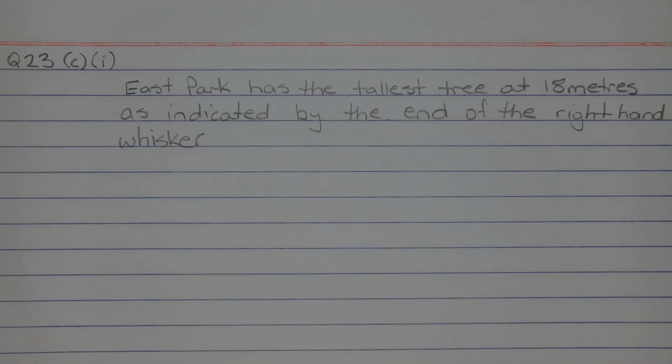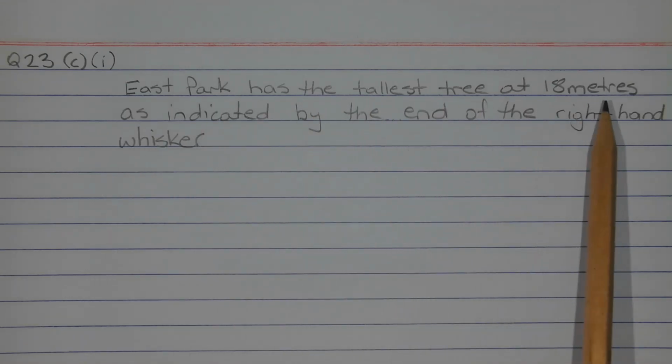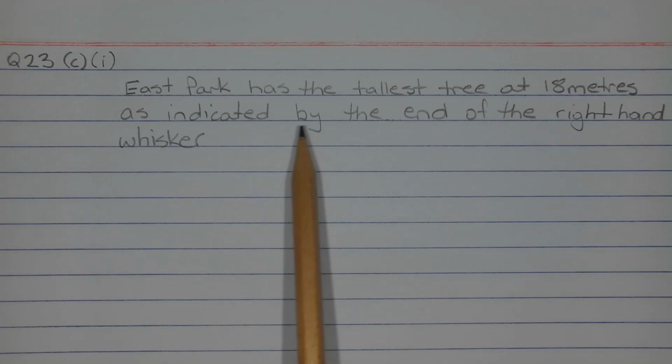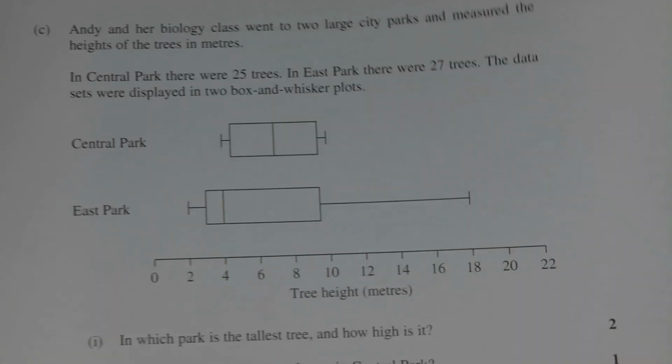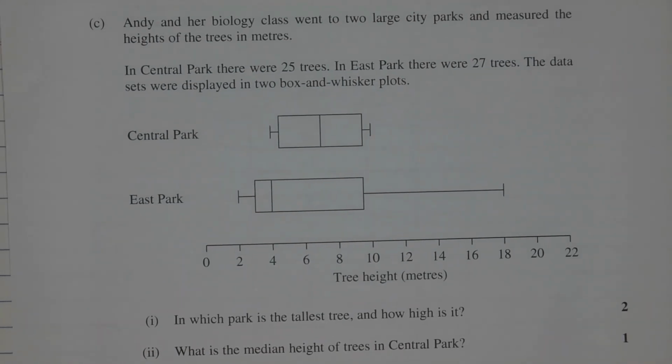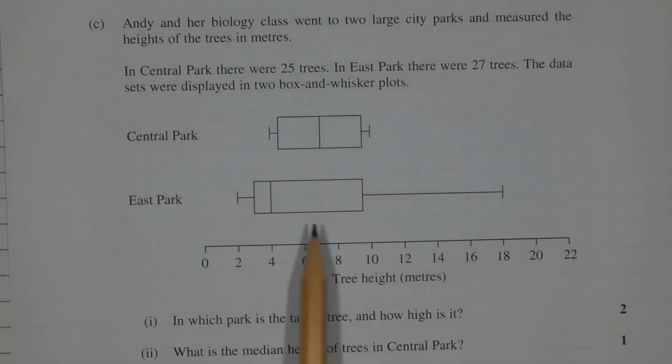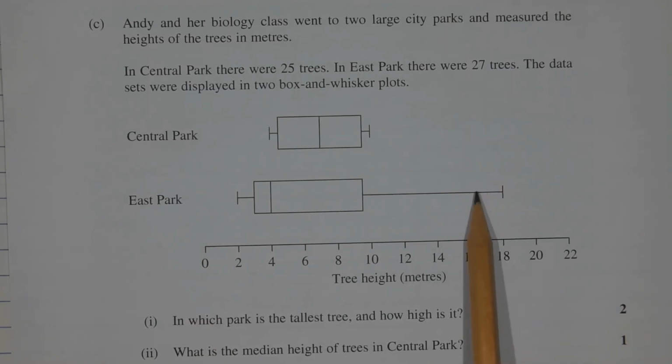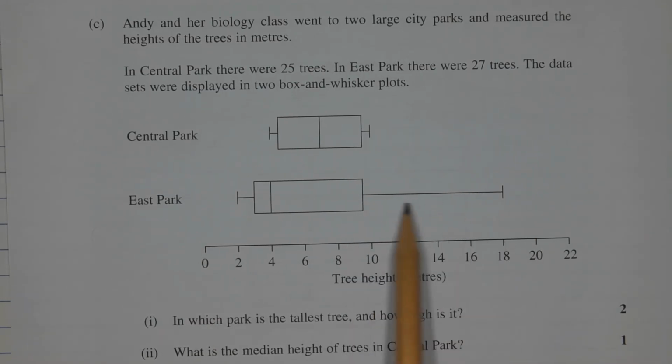Between the two parks, East Park has the tallest tree at 18 metres in height, as indicated by the end of the right-hand whisker of its associated box and whisker plot. So comparing the two box and whisker plots, we can see here that East Park has the tallest tree, as indicated by the end of the right-hand whisker, which is this whisker here, and that corresponds to 18 metres.